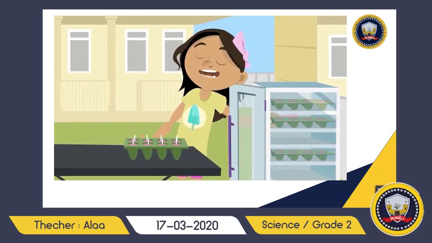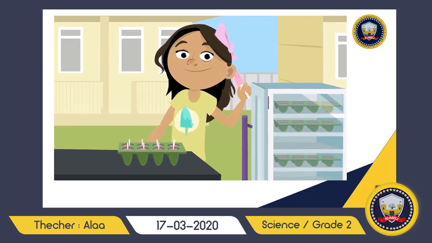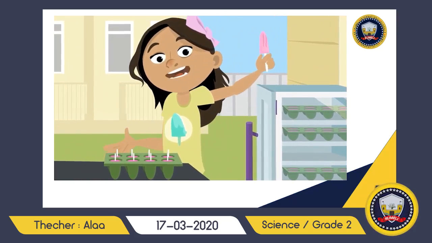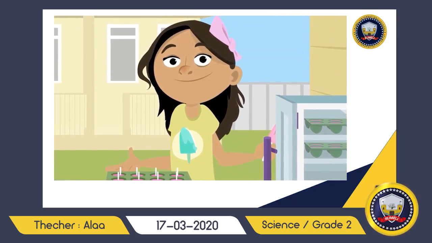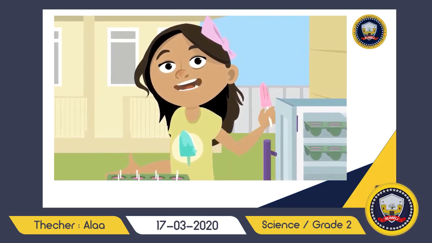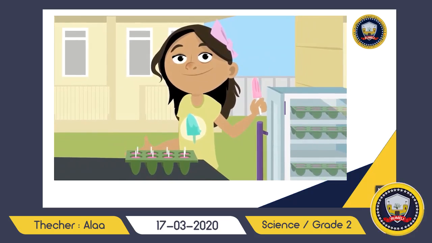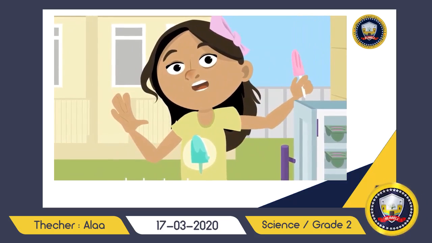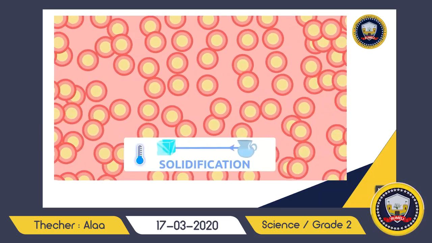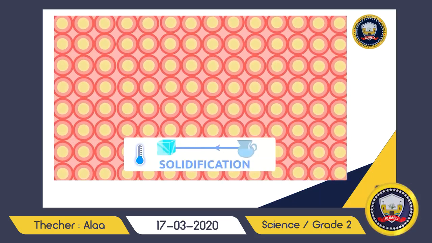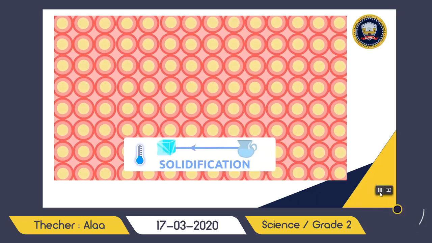I think the popsicles I froze earlier are just about ready. That's right, I put some popsicle molds in the freezer a while ago. The liquid in the molds must have frozen by now. The change from liquid to solid is called... Come on, you know this. I told you before. It's called solidification. During the solidification process, the particles that make up matter lay very close to one another and move less and less.